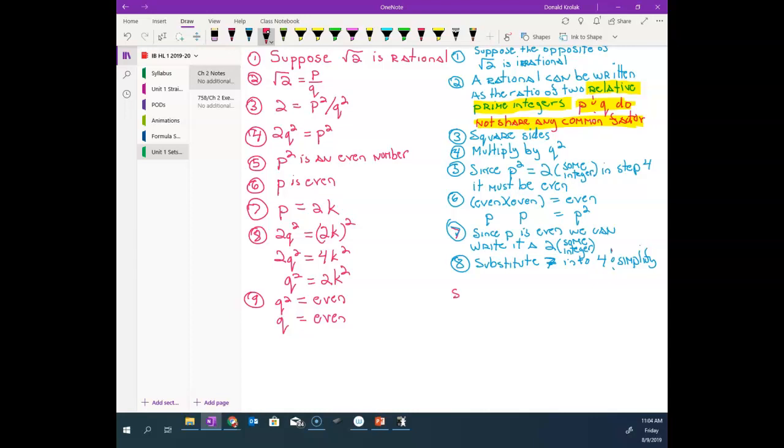So I'm just going to say C, steps 5 and 6. And actually we could go 5, 6, and 7. We can now say that q equals 2 times some number. So I'm going to pick a different letter, like m. So C, 5, 6, and 7 for number 9.